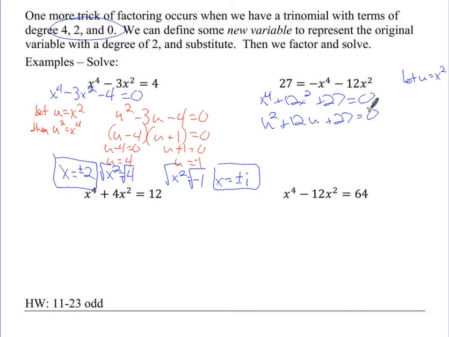So now I try to factor it like that. Two numbers that multiply to give me 27, but add to give me 12. 9 and 3? Okay. So this is now u plus 9 times u plus 3 equals 0. Now what? Zero product property, u plus 9 equals 0, u plus 3 equals 0. Solve for u. U equals negative 9, u equals negative 3.